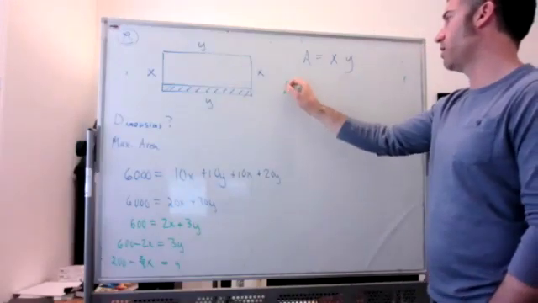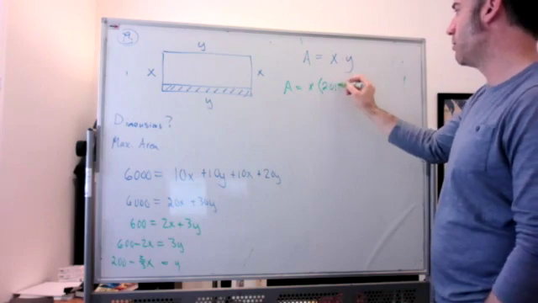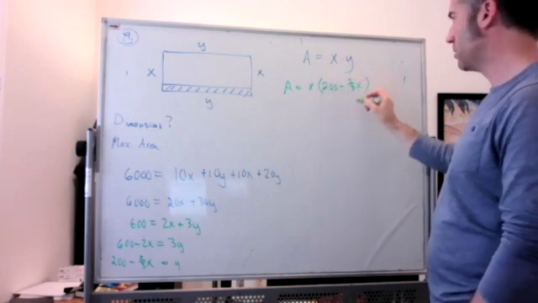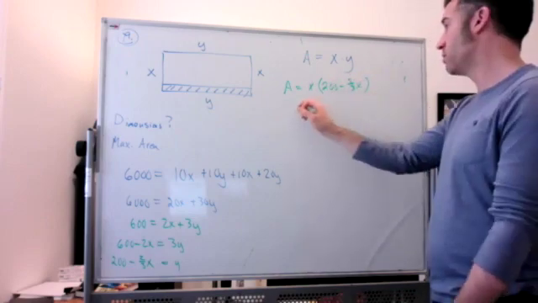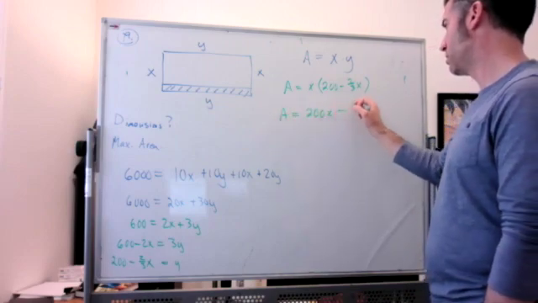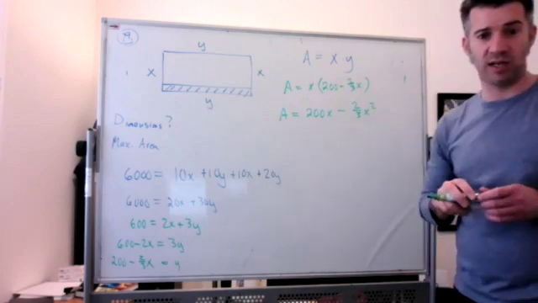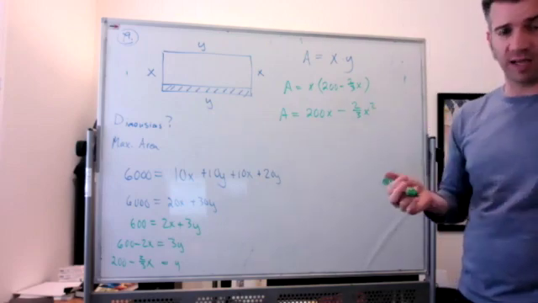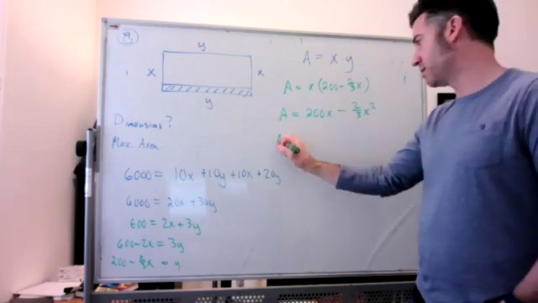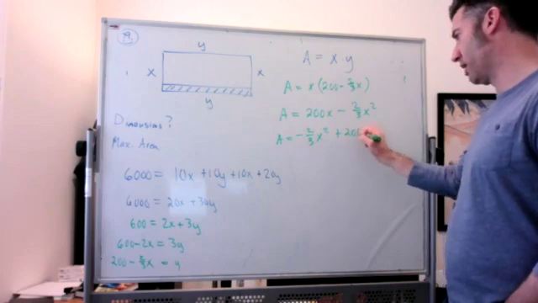So my new area equation is going to be X times 200 minus 2/3 X. Let's multiply it out. So the area is 200X minus 2/3 X squared. Or if you prefer to write it in the standard order, you could write it as negative 2/3 X squared plus 200X.